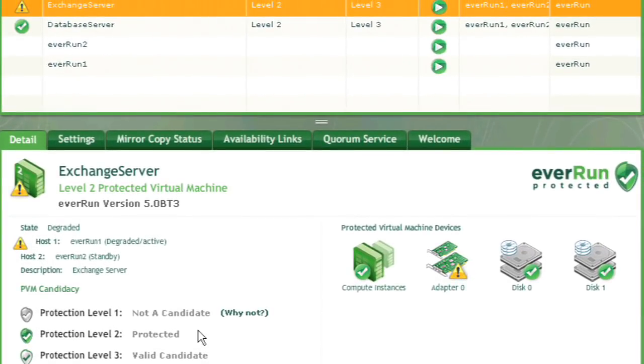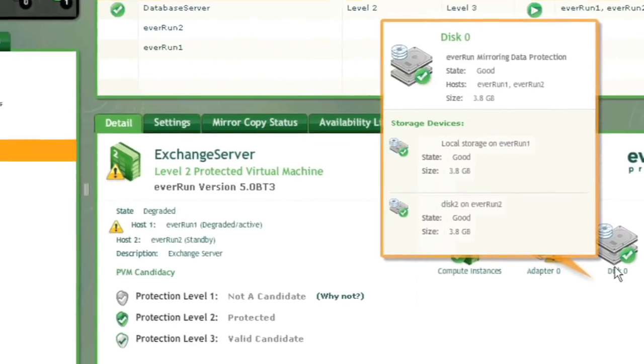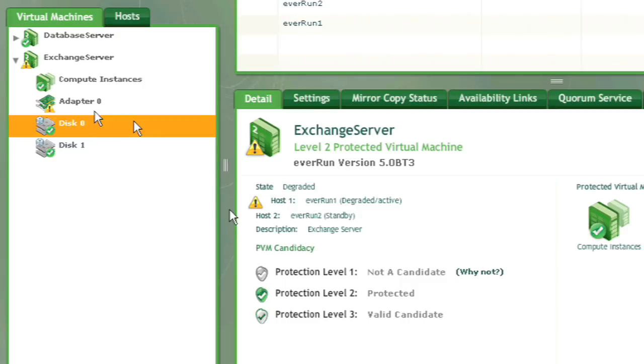Now let's fail a disk drive. Notice here that both disks and the pair are in a good state. I'm now going to simulate a disk failure by disabling a disk through the UI.